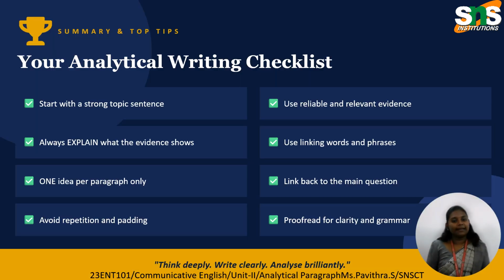Let's recap your analytical writing checklist. Start with a strong topic sentence. Use reliable and relevant evidence. Always explain what the evidence shows. Use linking words and phrases. Stick to one idea per paragraph. Link back to the main question. Avoid repetition and padding. Proofread for clarity and grammar. And remember the golden rule. Think deeply, write clearly, analyze brilliantly.